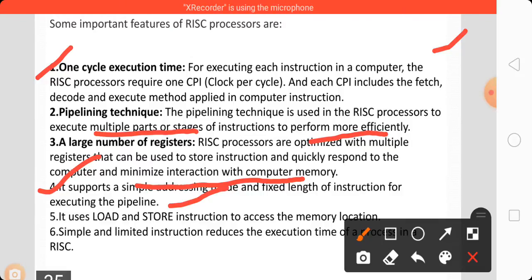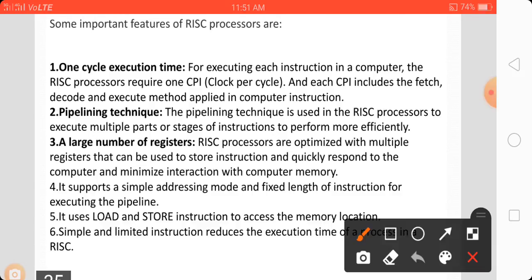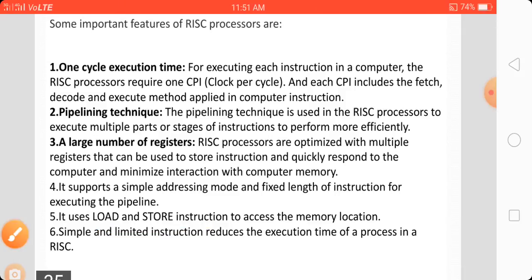Fifth, it uses two instructions maximum, that is a load and store instruction, to access the memory location. Sixth, simple and limited instructions reduce the execution time of a process in a RISC.